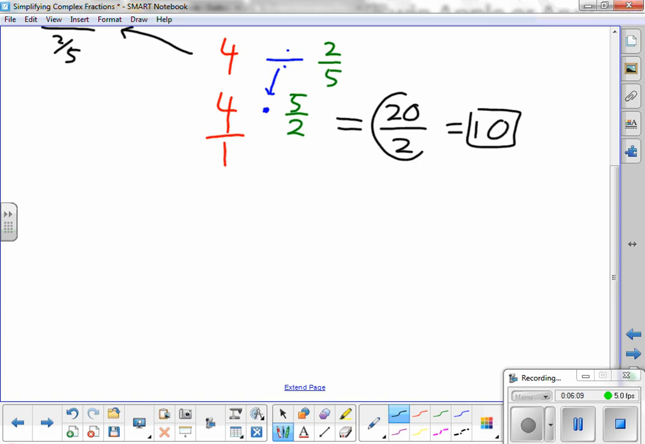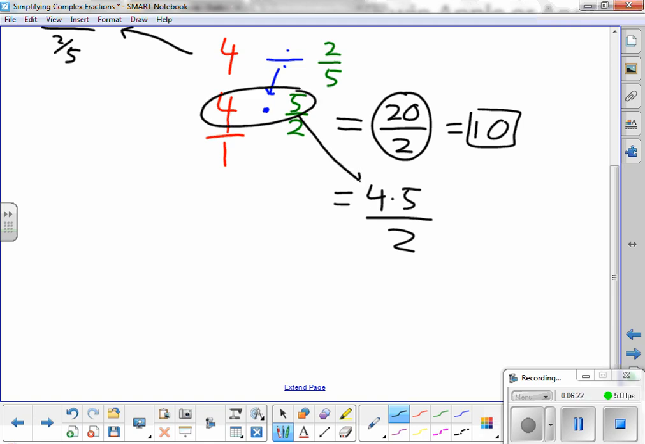Now, one thing is though, you're not going to be able to do something as simple as 20 divided by 2 with the problems we're going to be doing. So we're going to be doing what's called factoring. We already know that the top is 4 times 5 over 2. So basically, we're going to prime factor the top. So 4 is 2 times 2, and then times 5 over 2. And if you notice, this makes a 1 equivalent, so 2 times 5 is 10.